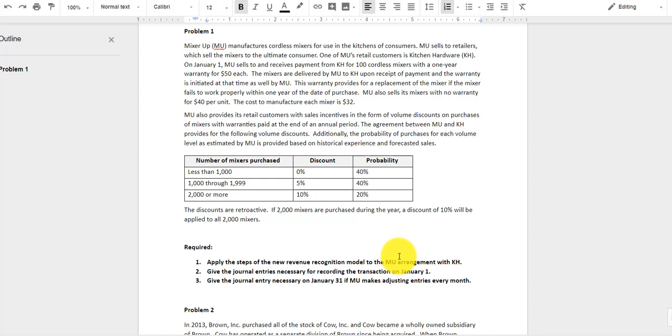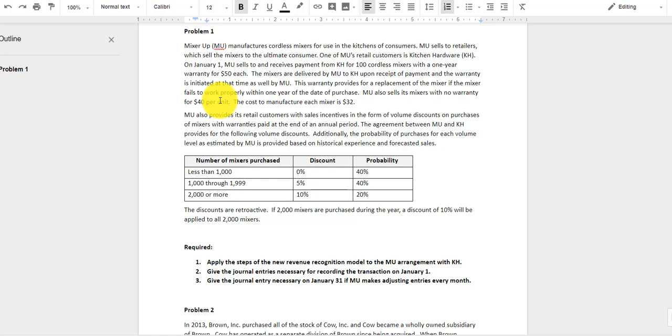First of all, you determine there's a contract. And we'll assume that this does constitute a contract. And then you identify the performance obligations. And we're going to see here that there should be 2 performance obligations, the mixer and the warranty, separated because they do sell them separately. So we're going to separate those into 2 performance obligations.